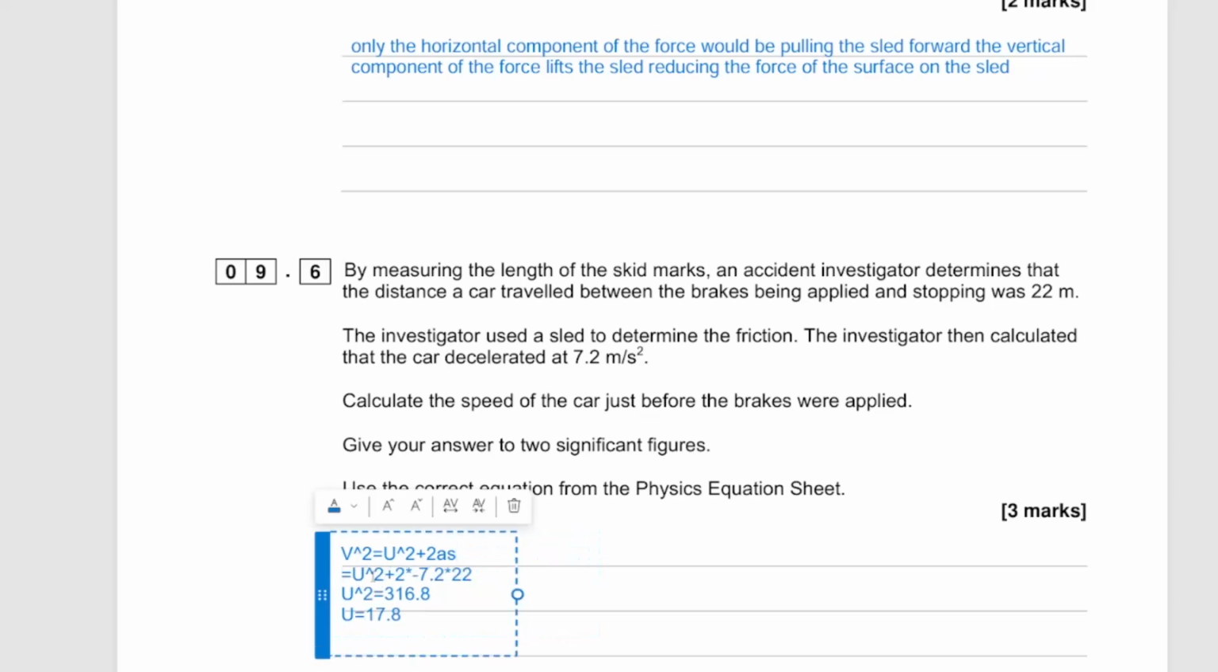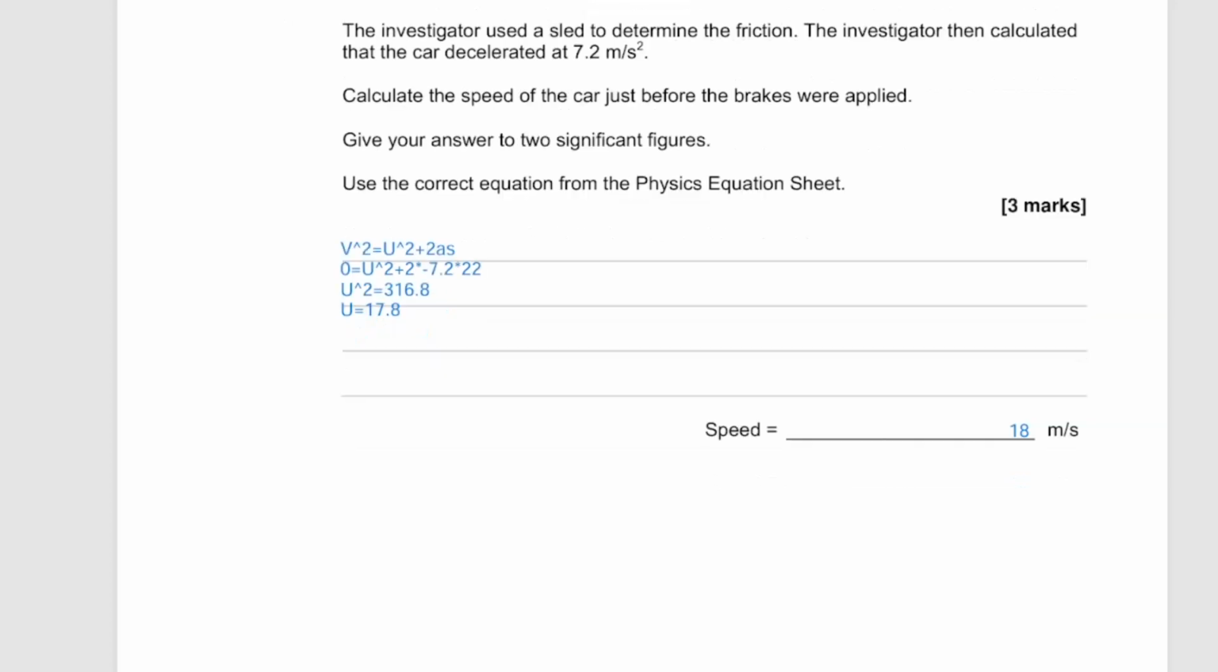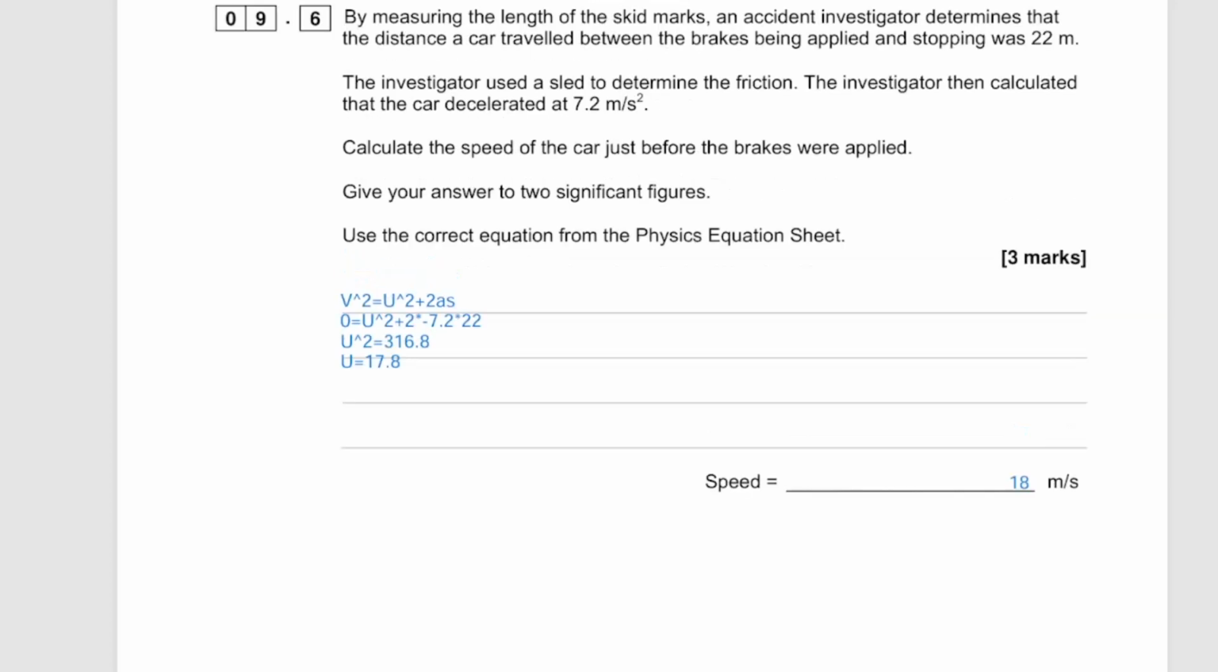0 equals u squared plus 2 times minus 7.2, because it's decelerating, times 22. And then we just do some rearranging, move the u squared across, turn that into a positive. u squared equals 316.8, and u equals 17.8. However, because we want it to two significant figures, the speed of the car before the brakes was applied was 18 meters per second.